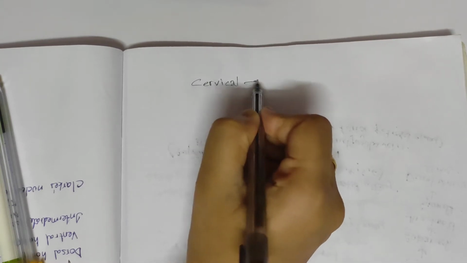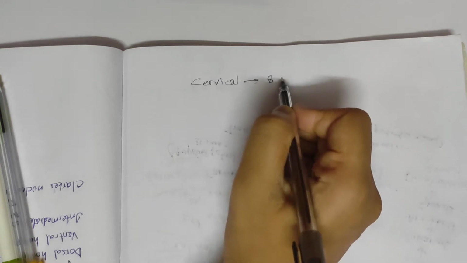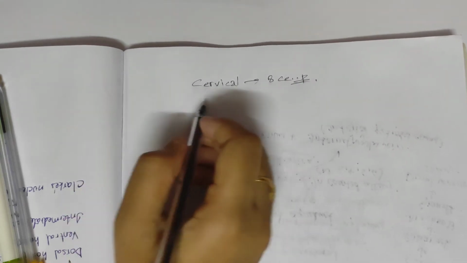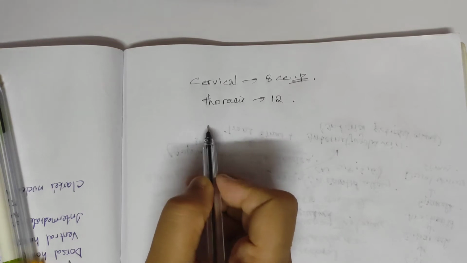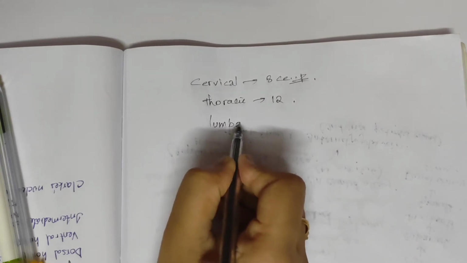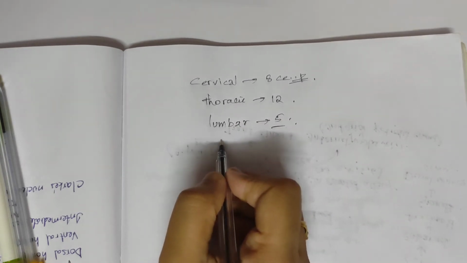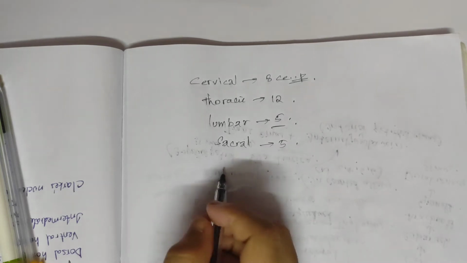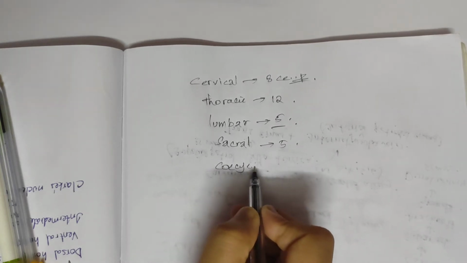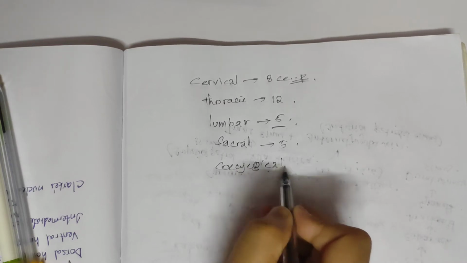The cervical region has 8 cervical vertebrae and 8 pairs of spinal nerves. Next, thoracic has 12 and also 12. Next, lumbar, which is 5. It consists of 5 pairs of spinal nerves. Next, sacral consists of 5. And next, coccygeal has 1. These all fuse to form this one.